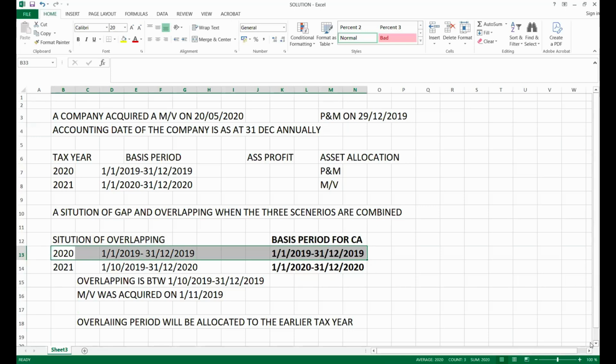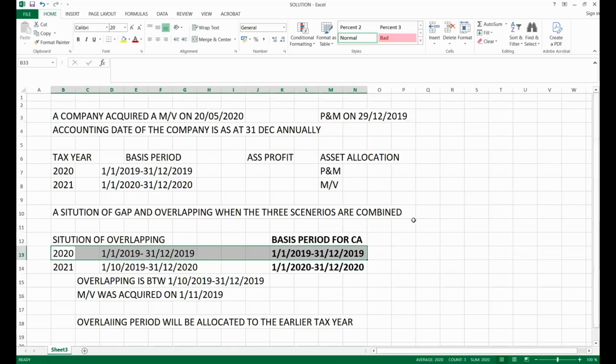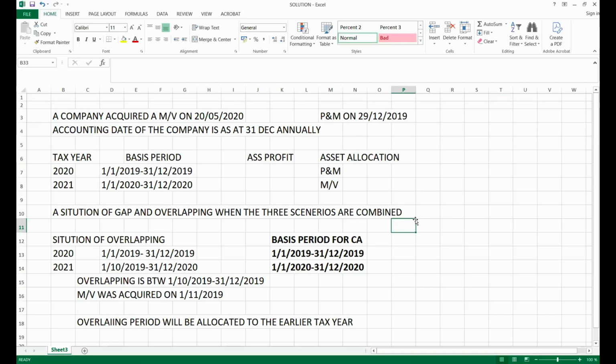Any question? Yes. I want to ask a question on the first one, where an asset was purchased on 29/12/2019, and the basis period is 1/1/2019 to 31/12/2019. So buying that asset like two to three days before the year end, does it mean that the person will claim the full capital allowance for that year? Yes, it's going to claim the full.